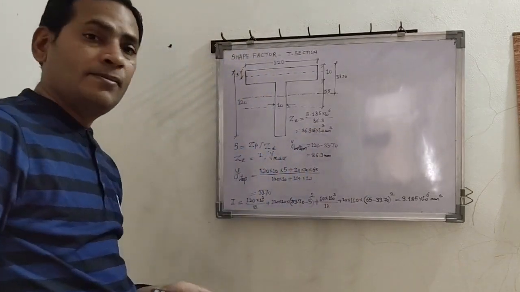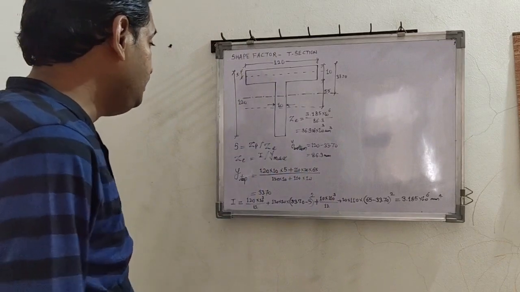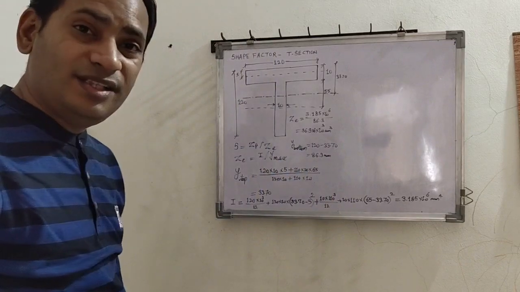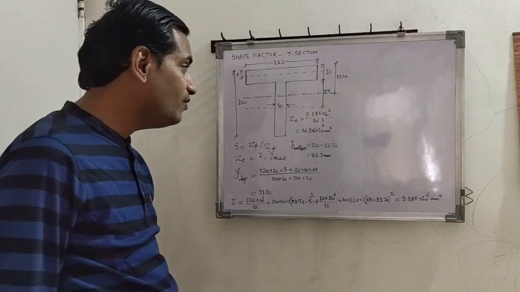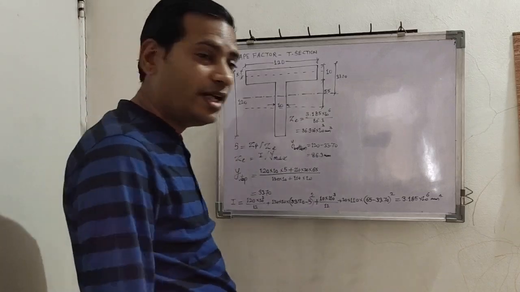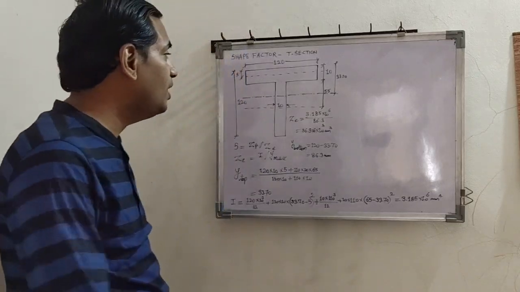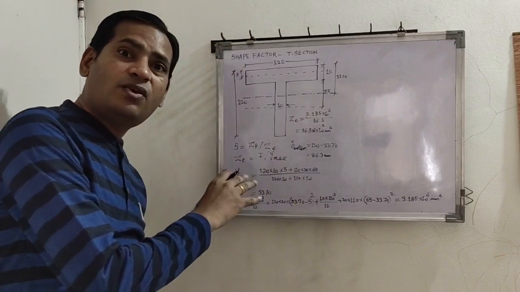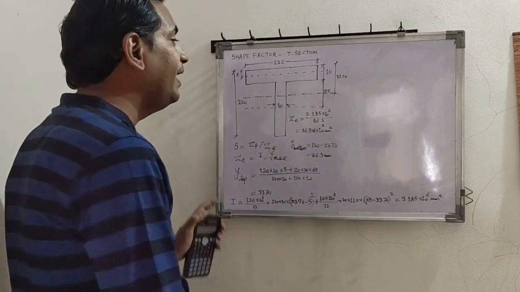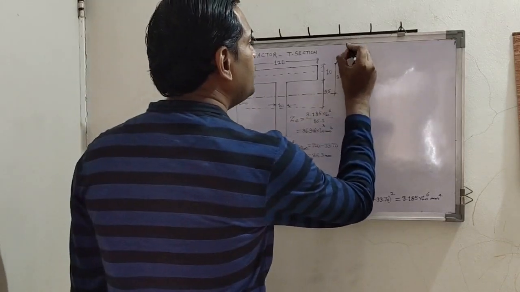Okay, so this is ZE. Only 50% portion we have covered. So that is why I earlier said finding out shape factor for an unsymmetric section is lengthy. Now we will go for ZP.